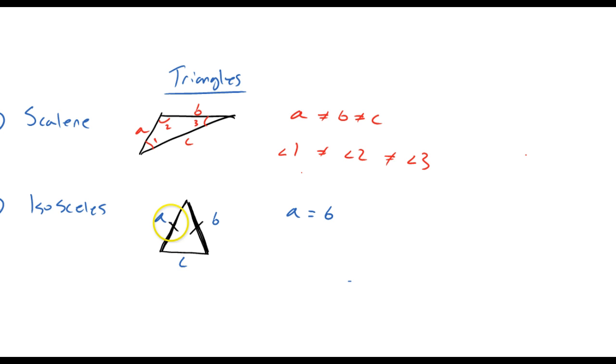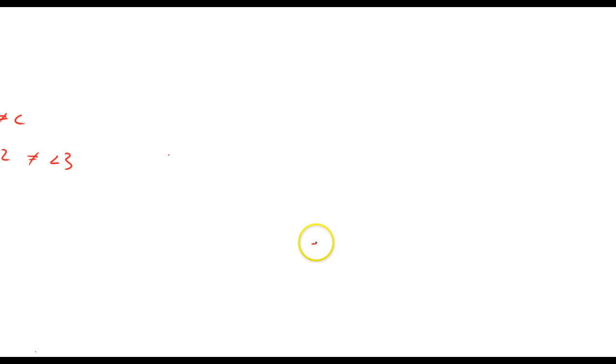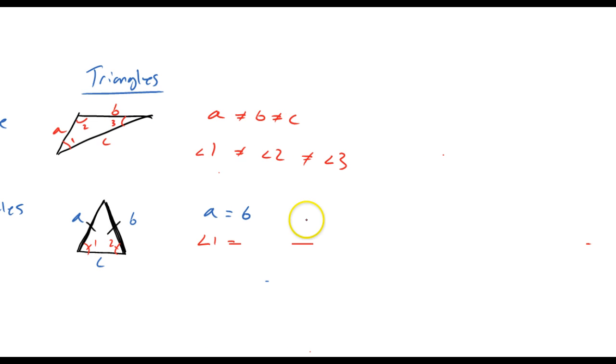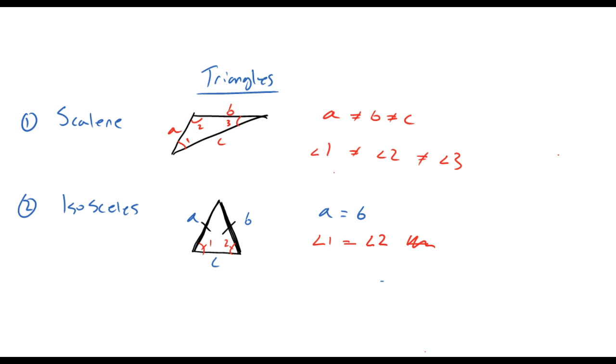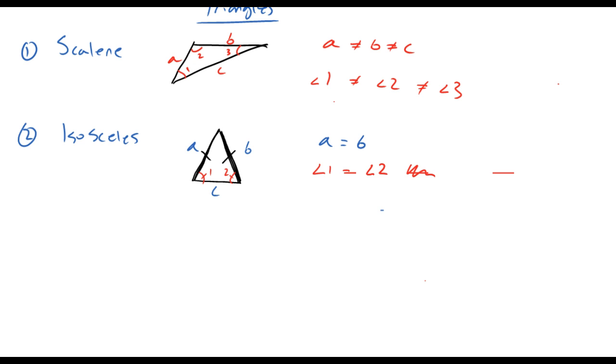The interesting thing with the isosceles, of course, is that if those two sides are the same, well, their corresponding angles down here would also have to be the same. So angle 1 has to equal angle 2. Okay, angle 1 has to equal angle 2. All right, that is the isosceles triangle.